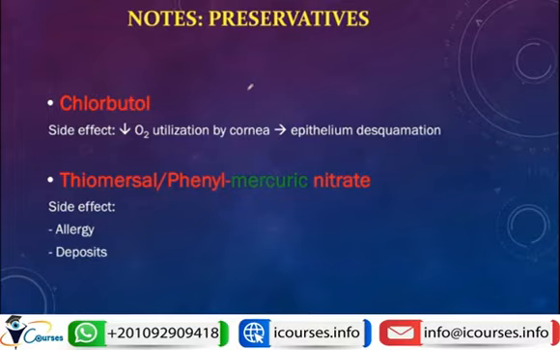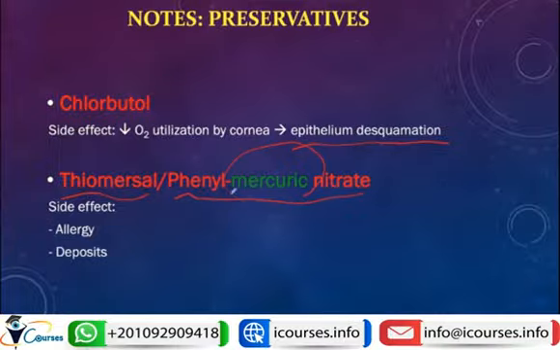Other preservatives, which are less commonly used than benzalkonium, include chlorbutol, which has the problem of decreasing oxygen consumption by the cornea, leading to corneal epithelium desquamation. So it will devitalize the corneal epithelium. Another preservative is thimerosal or phenyl mercuric nitrate. It has the problem of containing mercury. This mercury will cause allergy and some deposits over the cornea.